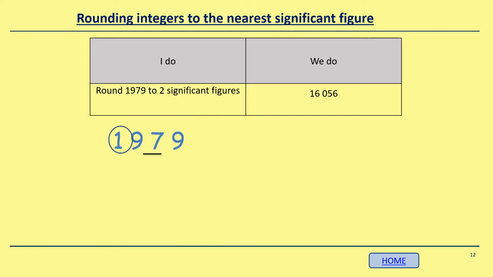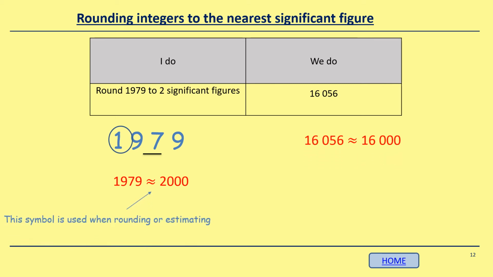So, is the 7 bigger than 5? Yes, so the first 9 is going to go up. So 1,979 is approximately equal to 2,000. Now you have a go with 16,056. Okay, I hope you remembered that it was 2. So your second significant figure is the 6, and it's followed by a 0. So that should mean that rounds to 16,000.